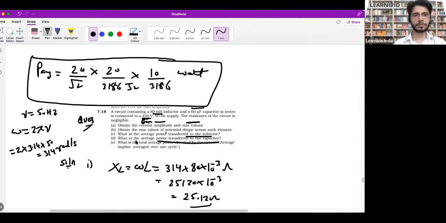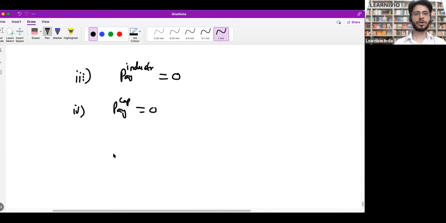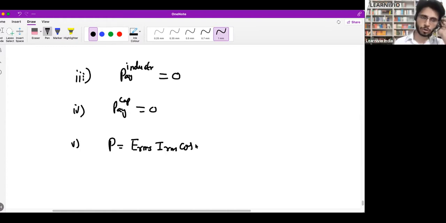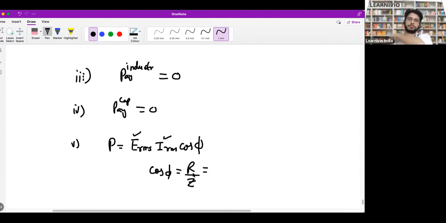Last part. What is the total average power absorbed by the circuit? So when we say total average power, it means ERMS into IRMS into cos phi. So you have ERMS, you have IRMS, but you need cos phi. How much is cos phi? See, cos phi is R by Z. How much is R in this equation? 0.